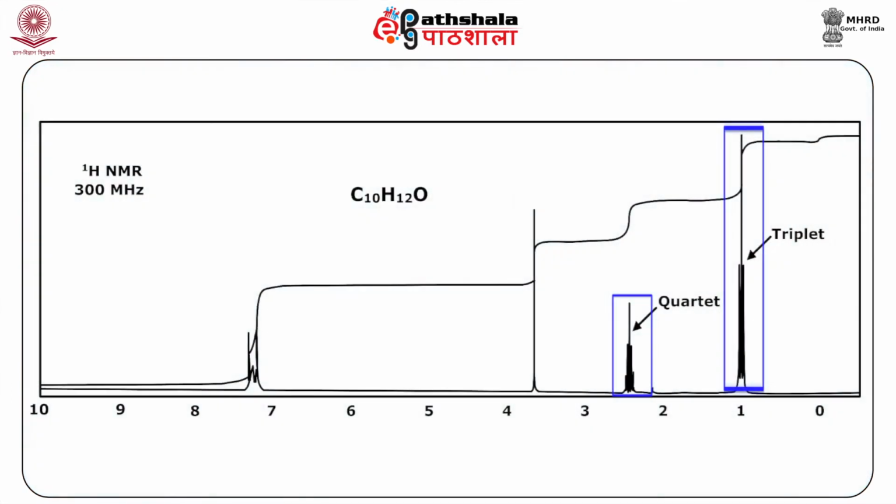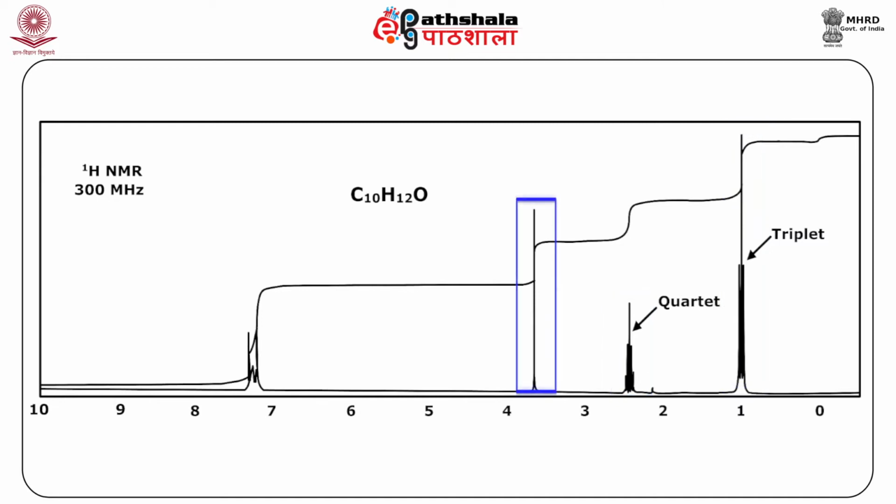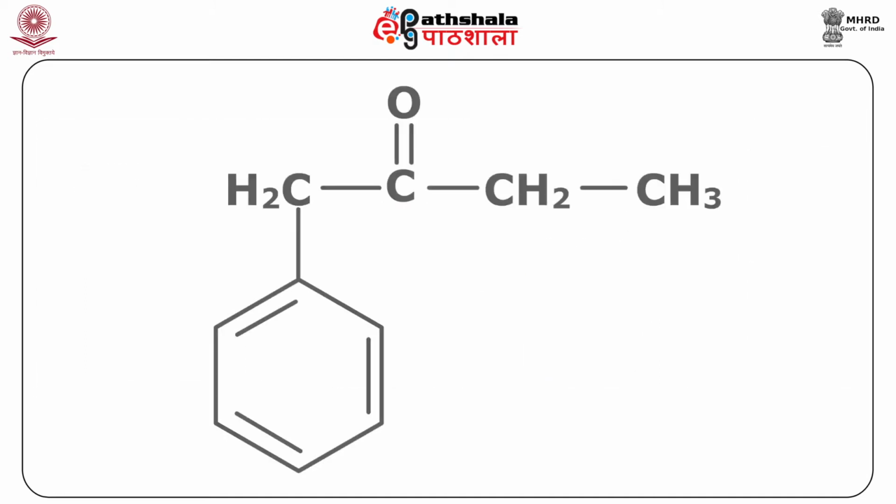The triplet and the quartet, which are observed due to the presence of a CH3-CH2 linkage, can be attributed to the presence of this grouping in the molecule. A singlet near 3.7 ppm is due to the protons of the carbon which is attached to the aromatic ring. Thus, the structure of the given compound works out to be CH2, C double bond O, CH2, CH3 attached to a phenyl ring.